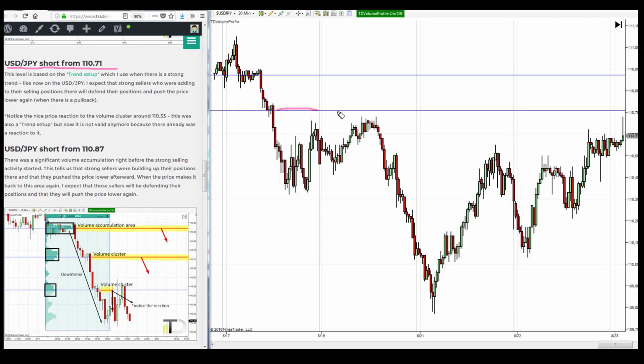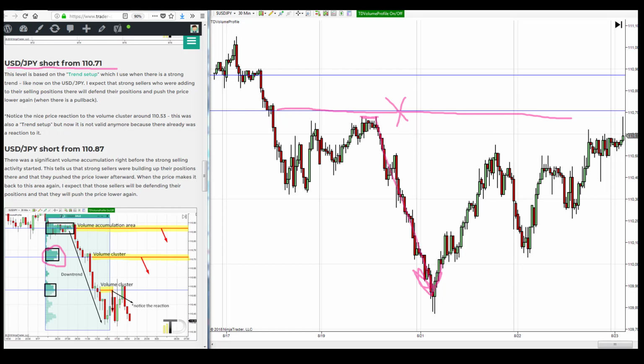The first of the two remaining trades was on the US dollar Japanese yen, a short from 110.71. This was the level. It was based on volume cluster, as you can see right there. It got tested with this very strong sell-off. So as I said in the members area, I discarded the level.